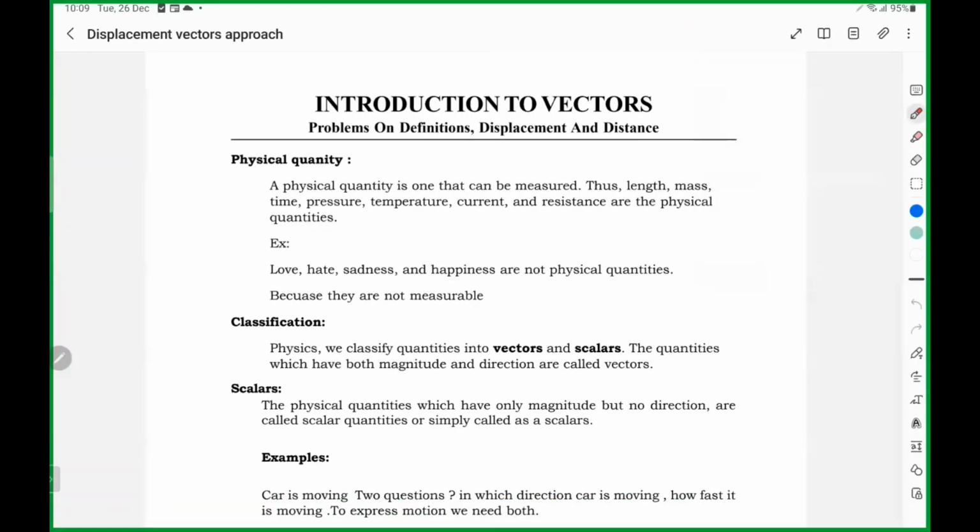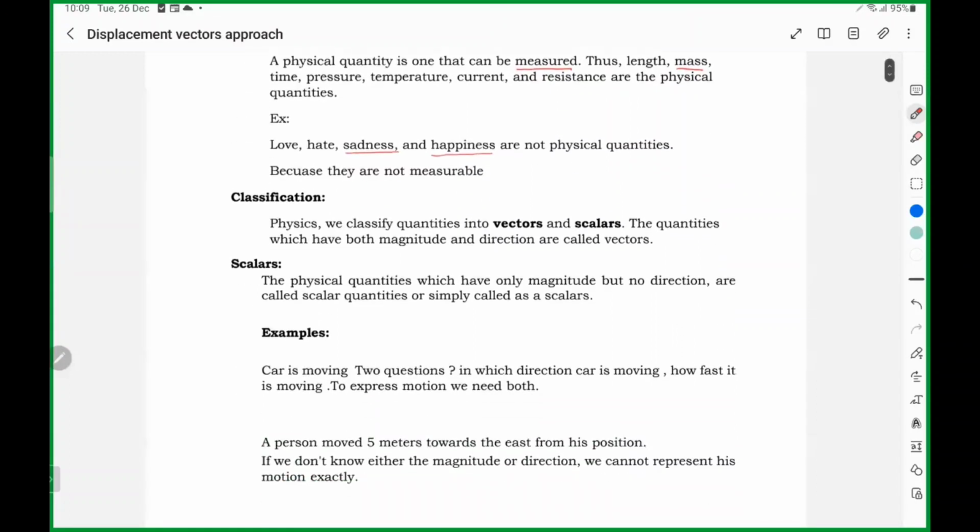A physical quantity is one that can be measured. In nature, few examples I have given here. I cannot measure happiness. I cannot measure sadness. Such quantities are not called physical quantities. Here, mass can be measured. Such quantity is physical quantity.